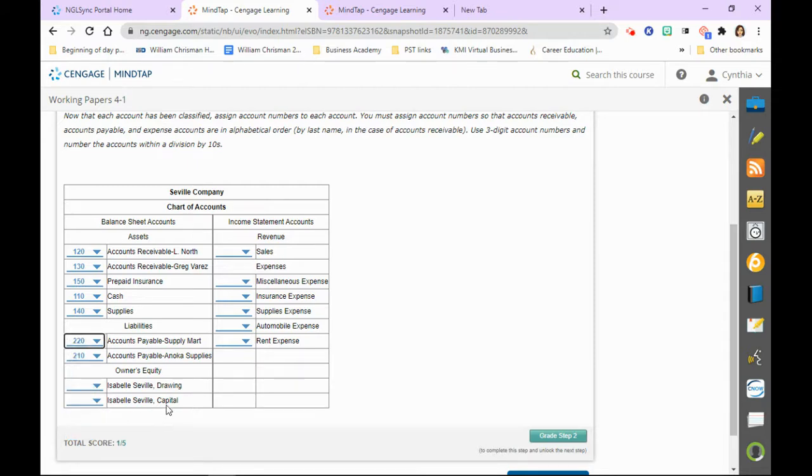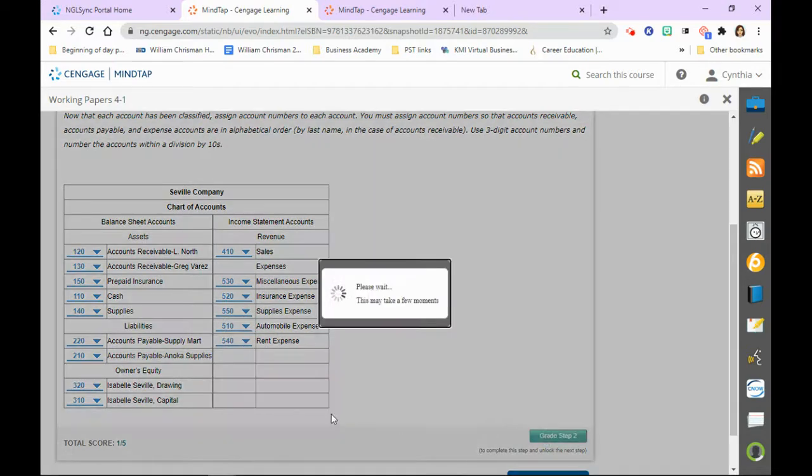Owner's equity, capital comes before drawing, again, alphabetical, by tens. Sales is the only revenue account, so it's 410. Then your expenses go alphabetically, so automobile would be 510. Then the next one, insurance, 520. Miscellaneous, 530. Rent, 540. And supplies, 550. Then you grade that step.